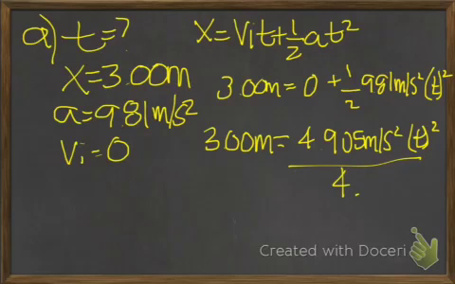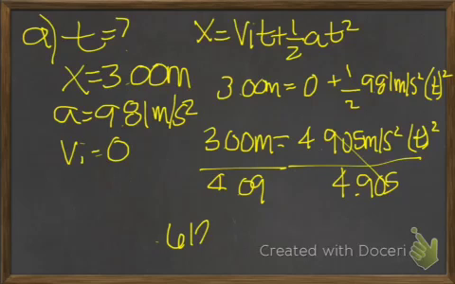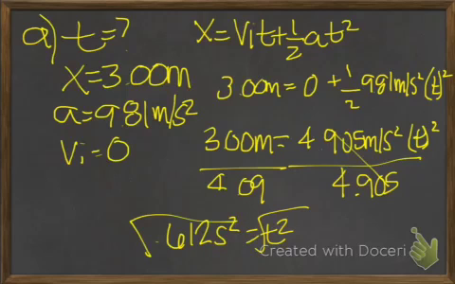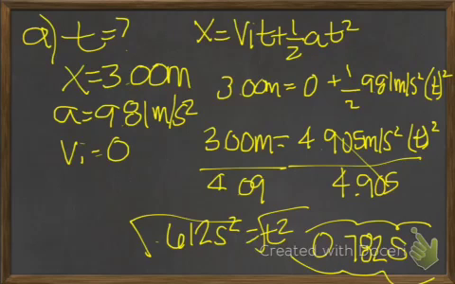Divide both sides by that. You should end up with 0.612 seconds squared equals time squared. Take our square root, and you should end up with a time of 0.782 seconds, and you should leave it in 3 significant figures because we had 3 significant figures to start off with. So that is our answer for letter A.